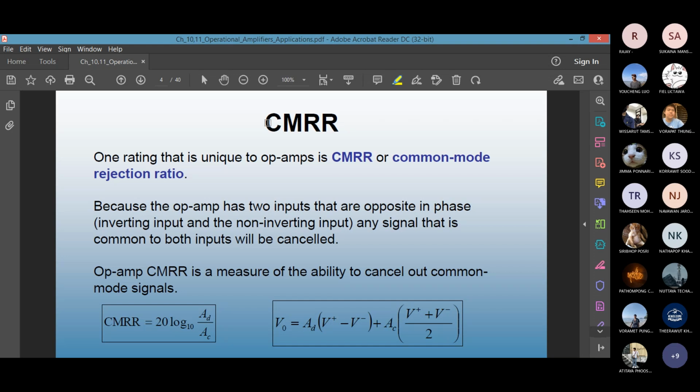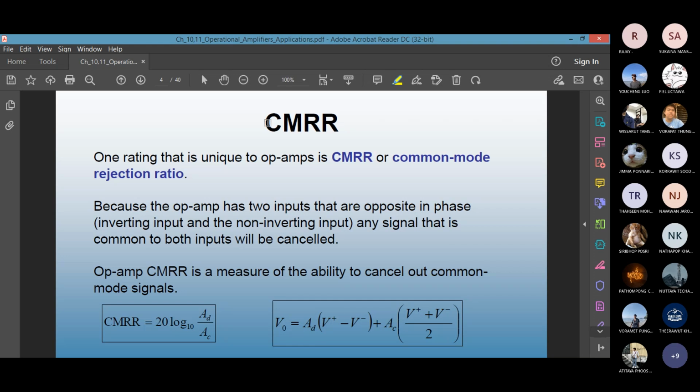In real life, there is a little bit of signal coming out in the common mode. So the common mode rejection ratio is the ability of an op-amp to cancel out, to suppress, to reject any signal that is coming out from the common mode.